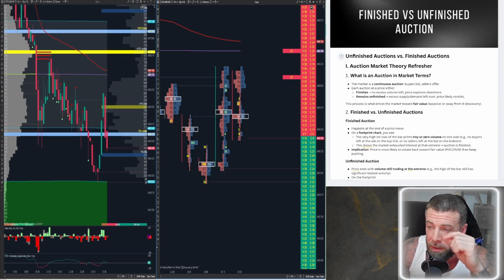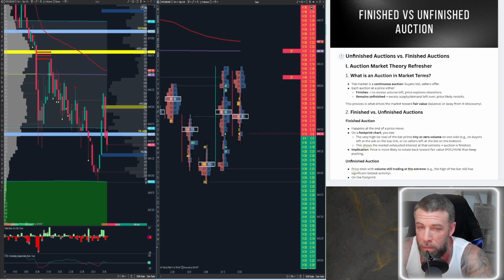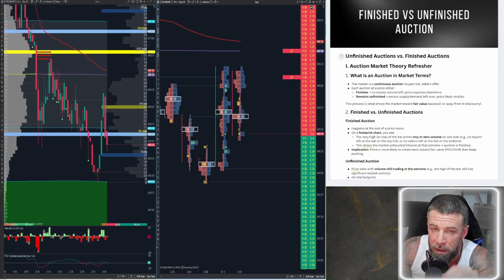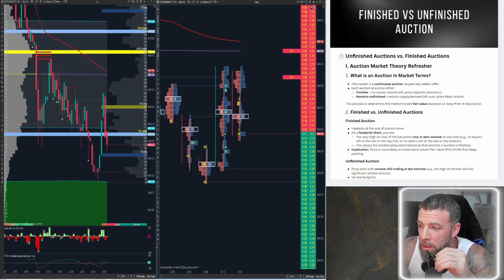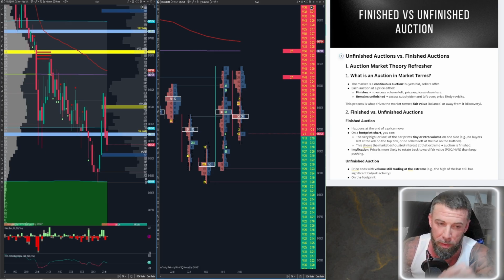So the market is actually just a continuous auction. Buyers are always going to bid and the sellers are always going to be on the offer. Each auction that occurs on each candle, at each price, either finishes or remains unfinished. When it finishes, there's no volume left at the highs or the lows. Price explores elsewhere, right? So it reverses. When it remains unfinished, there's excess supply and demand left over. So price will likely revisit and see what kind of bids and offers appear when price gets back to that point.